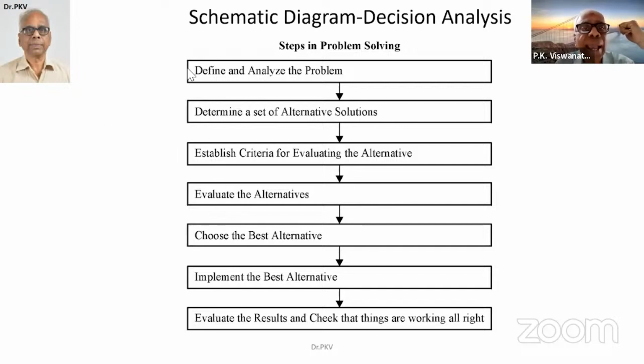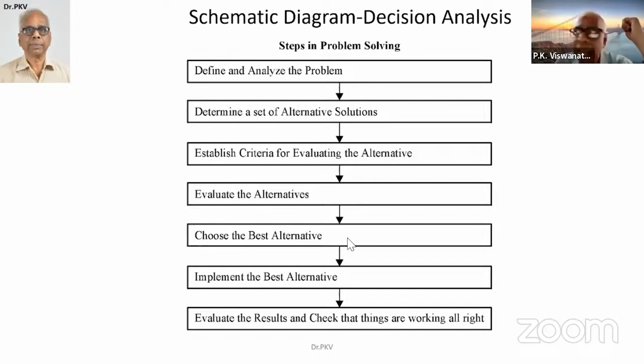Is the solution proceeding the way you wanted, or is something else happening? And then the feedback loop I have not drawn, but what it says is if it doesn't work, you come back to define and analyze the problem, check whether everything is all right, and what kinds of changes you have to make. So to repeat, define and analyze the problem, determine a set of alternative courses of action, establish the criteria for measuring the alternatives, evaluate the alternatives, select the best alternative, implement the decision, then evaluate the results and satisfy yourself that things are working all right.